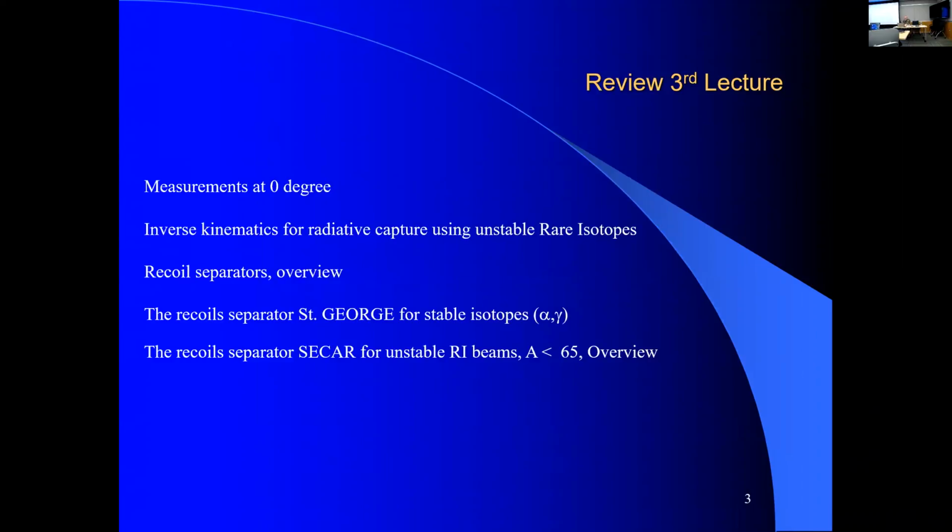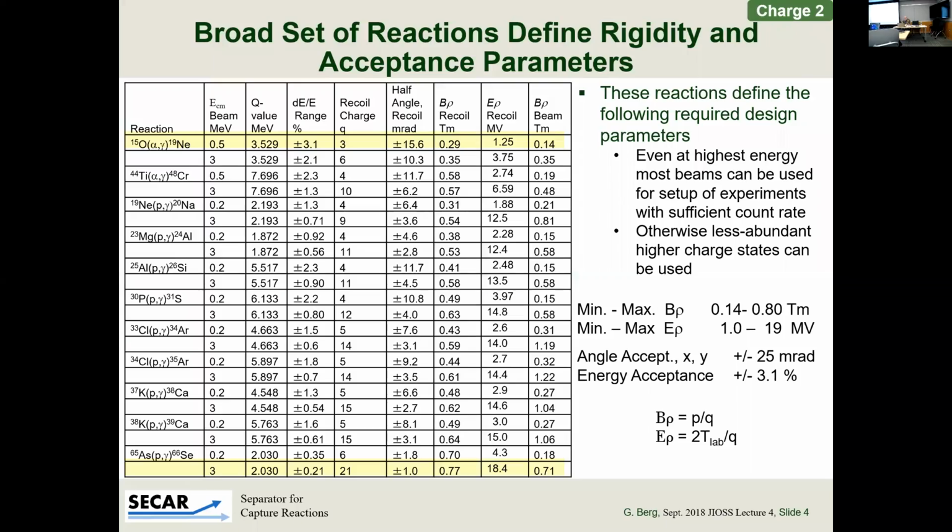Recoil separators, you got an overview. Of course, we are focused here on the recoil separators close by. St. George, you heard yesterday, stable isotopes, alpha gamma, and today, unstable isotopes, SECAR. SECAR is designed for the full rp process up to 65. Of course, there's no hard limit there. It's not specifically designed for that, so there may be limitations if you do experiments there, but in principle, they are also possible. Now, you have seen this slide.